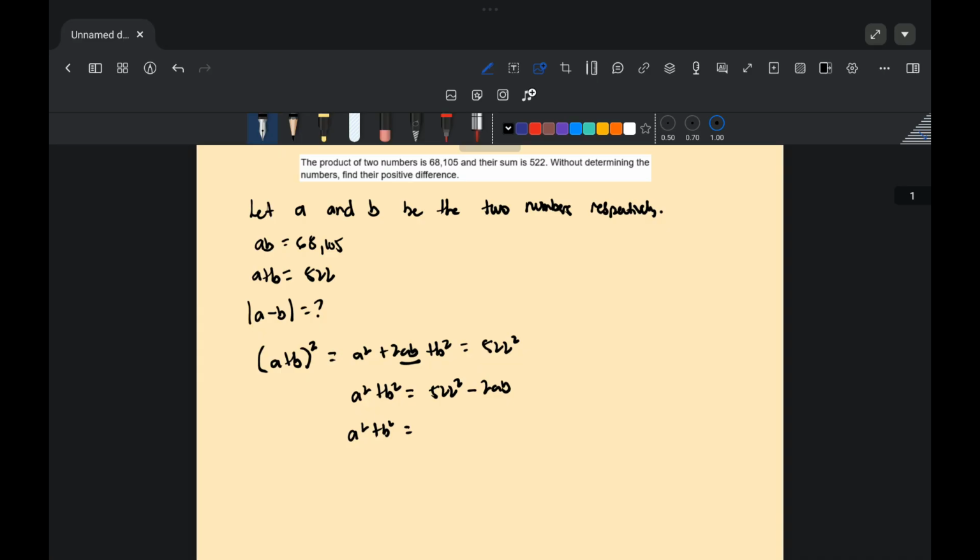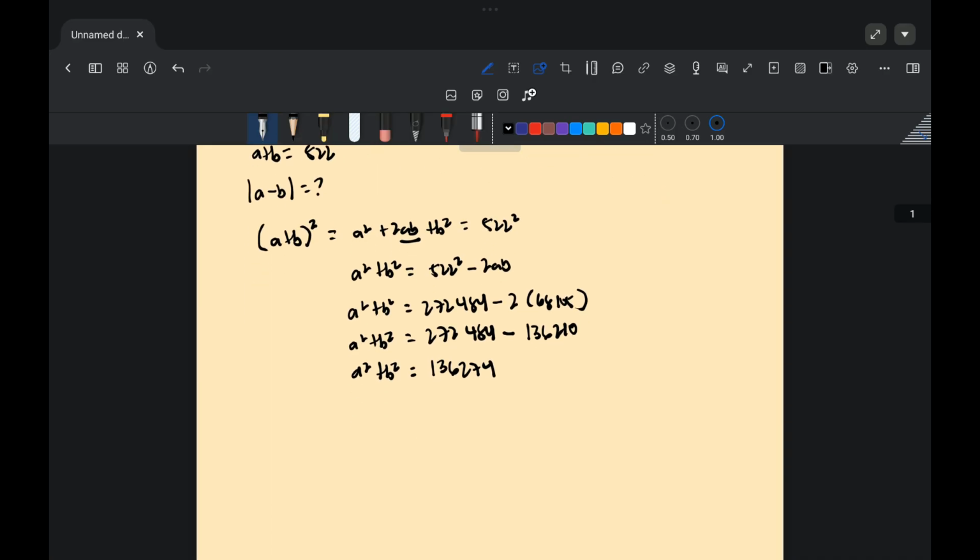So 522 squared is actually 272,484 minus 2 times 68,105. So A squared plus B squared is equal to 272,484 minus 2 times 68,105, which is 136,210. So we have a value of A squared plus B squared now, which is 136,274.